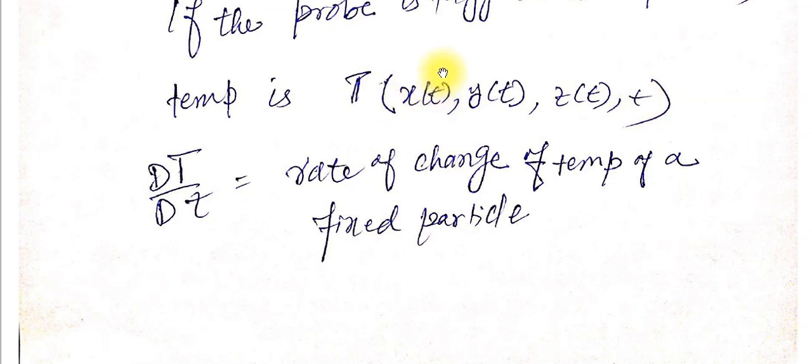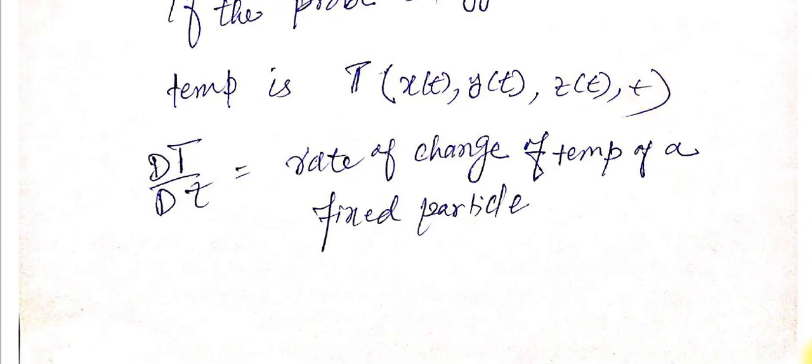Look at this one, the change of temperature in the x direction, so dx by dt. Partial t by partial x, partial t by partial y, partial t by partial z, and partial t by partial t, this t.